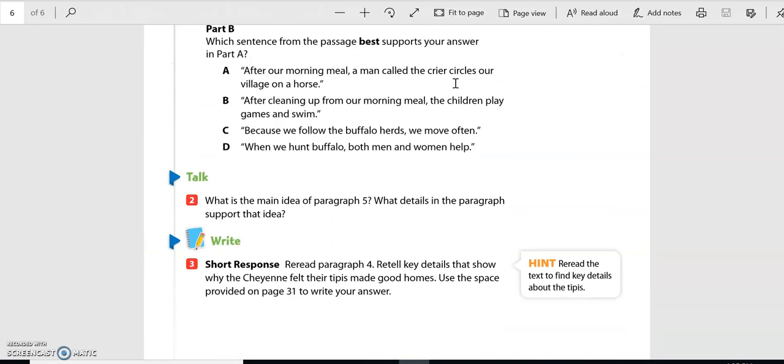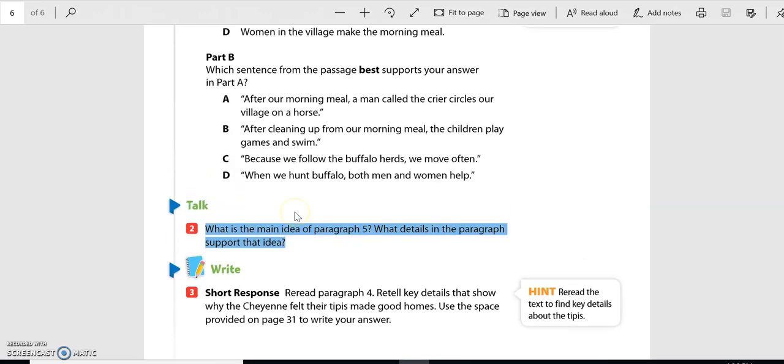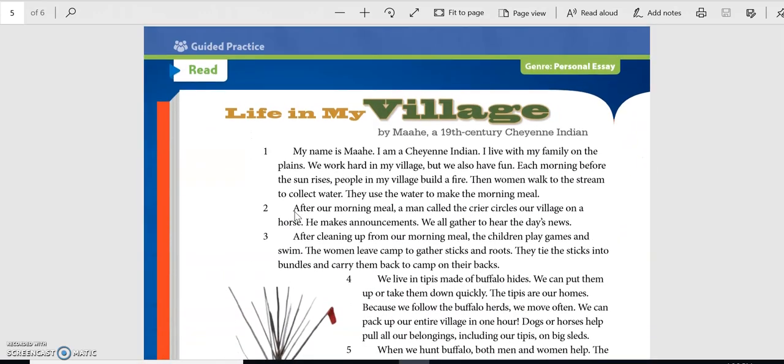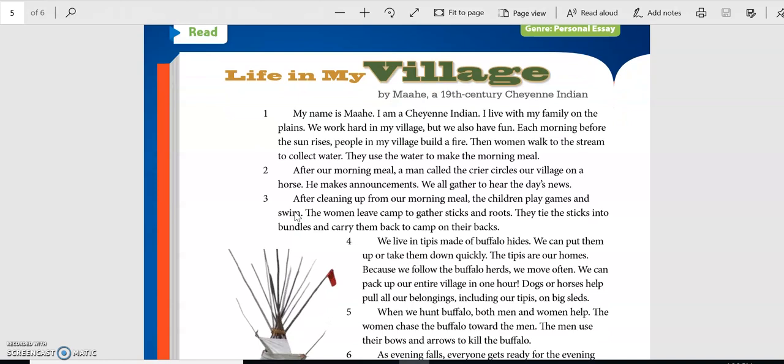So today, we're going to continue to build our muscles by working on main idea, details, as well as writing. So let's go to number 2. What is the main idea of paragraph 5? What details in the paragraph support that idea? Before we even begin, we're going to take some time to reread the passage. It's always important that as good readers, we read the passage to understand what we're learning about, and then read it again to pull out those key details and ideas. So I'll give you some time to read through the passage.